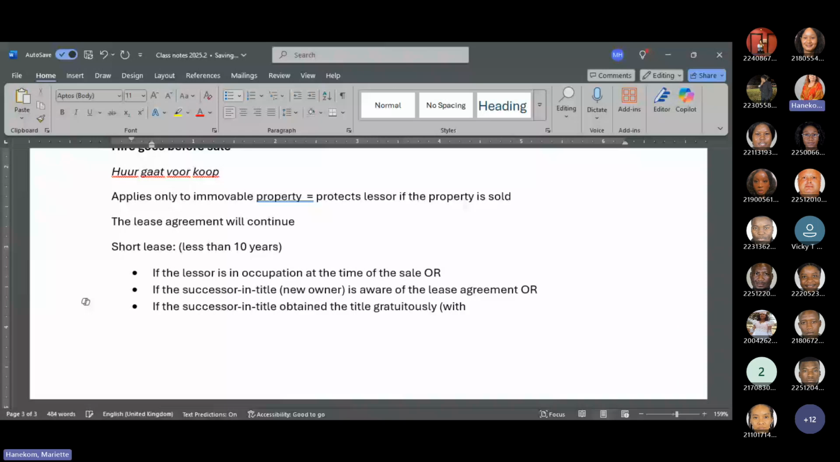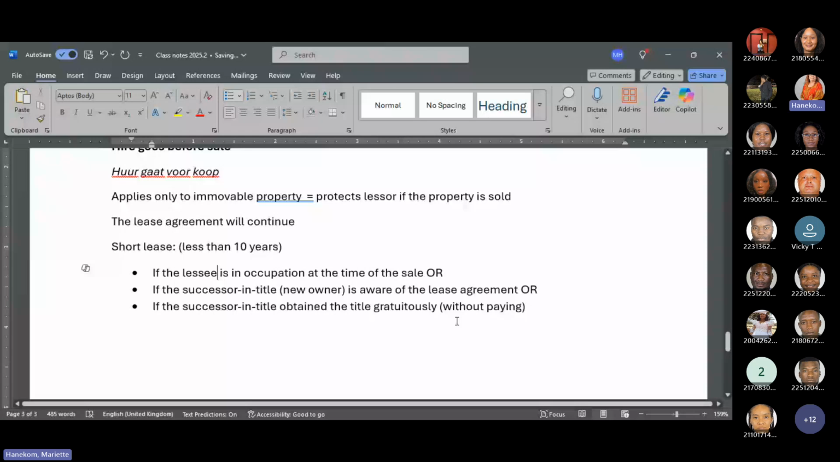In other words, without paying for it, for example if they inherited the property. If they paid for it, they didn't get it for free. So if the lessee is in occupation at the time, or the new owner is aware of the lease agreement, or the successor in title obtained the title gratuitously without paying for it, in these instances, the lessee will be protected until the end of their lease agreement.